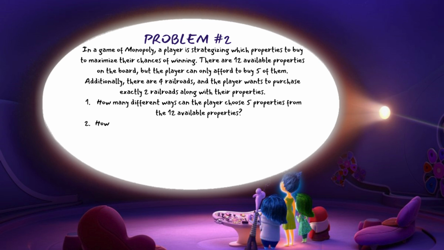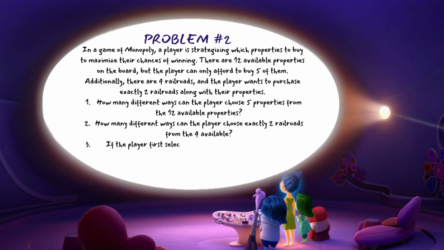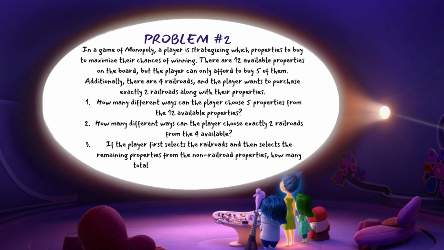Number 2: how many different ways can the player choose exactly 2 railroads from the 4 available? Number 3: if the player first selects the railroads and then selects the remaining properties from the non-railroad properties, how many total ways can they make their selections?